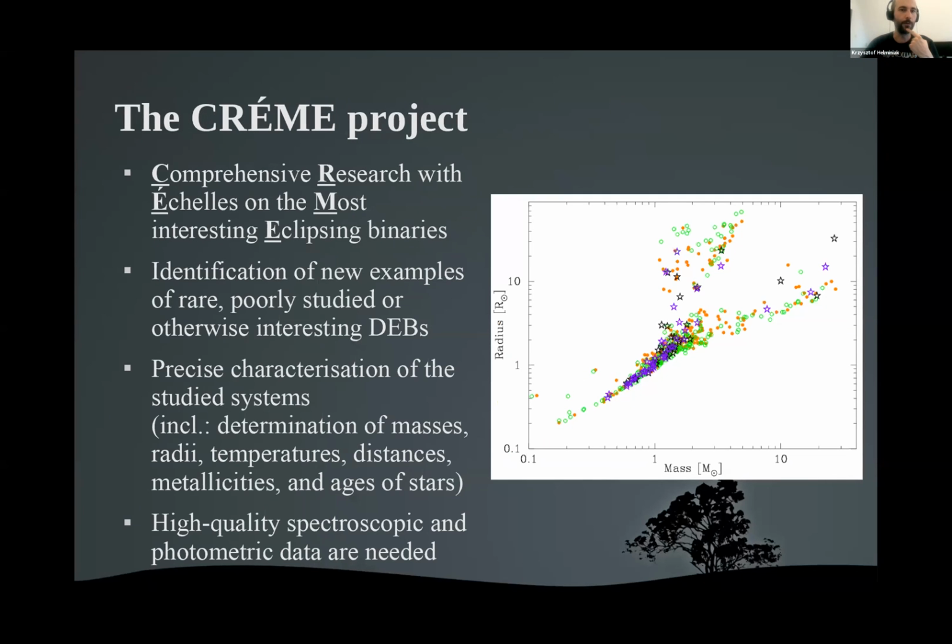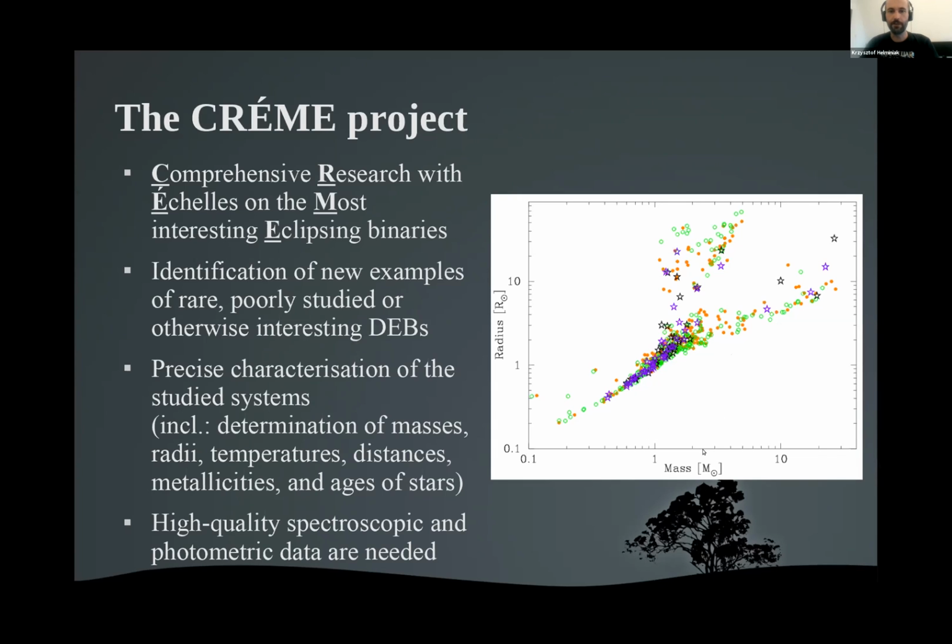CREME stands for Comprehensive Research with Echelles on the Most Interesting Eclipsing Binaries. So the goal was to identify some new examples of those rare and poorly studied, interesting detached eclipsing binaries and characterize them as precisely as we can and get as much information as we can.